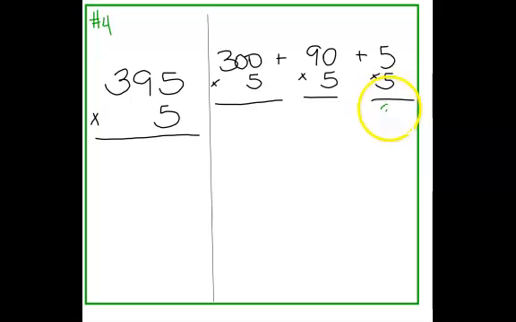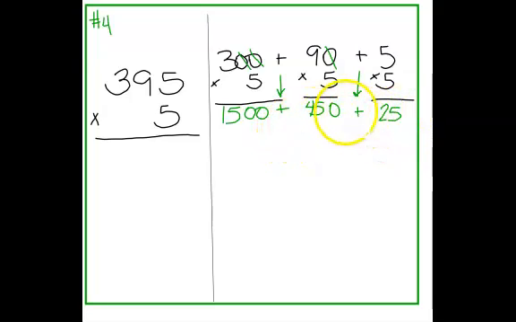5 times 5 is 25. Bring down that plus sign. We have a cross it off, drop it off, because we have a 0 at the end of a number in our multiplication problem. So cross it off, drop it off. Now all we have is 9 times 5, which is 45. Bring down that plus sign. We have a double cross it off, drop it off. So cross off both of those zeros and drop them down there. Now we just have 3 times 5, which is 15.